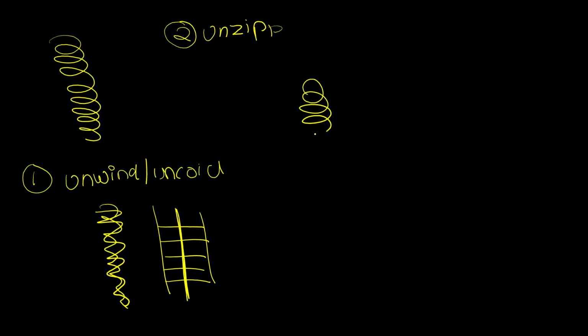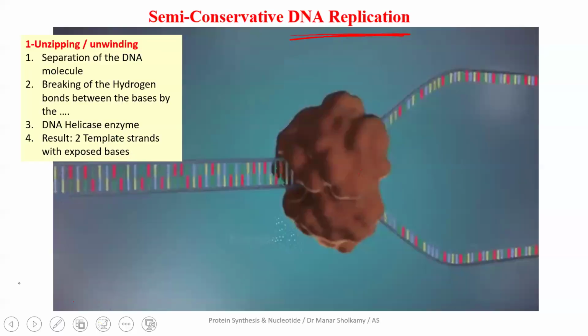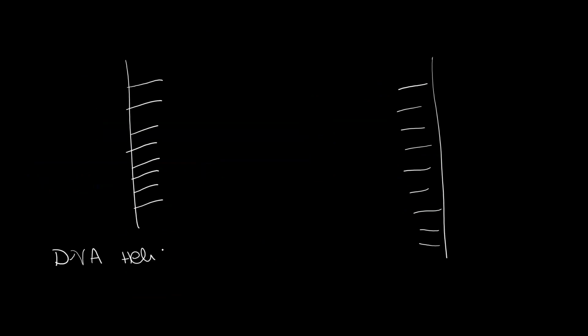So again, we have a double helix. This double helix is coiled together. The first step is that it is going to uncoil or unwind. That will be step 1. Step 2, it will unzip. Unzip means the hydrogen bonds between the bases will break. At the end of the unzipping process, I will have 2 strands with exposed bases. Now, who broke the hydrogen bonds? An enzyme called the DNA helicase enzyme.